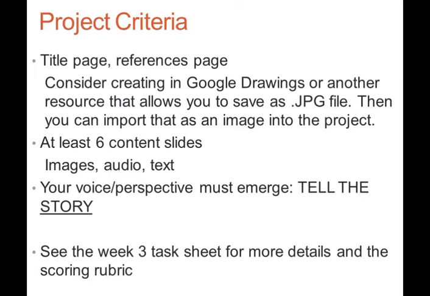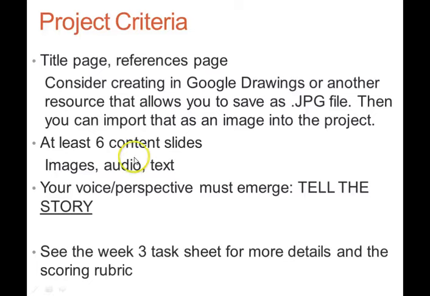In terms of the actual project criteria, Week 3's task sheet does list everything in more detail, but you will need to have a title page at the beginning and a references page at the end. The references page must comply with APA formatting. Because whatever resource you're going to use is expecting you to upload image files, it means that you might need to create the title page in a program like Google Drawings or Piktochart or any of them that we talked about during week 1, or basically anything that allows you to save a file as a JPEG image or PNG image or another type of image file. So many of these resources don't really let you create a true title page or a reference page directly in them. You have to create it someplace else and then import it.